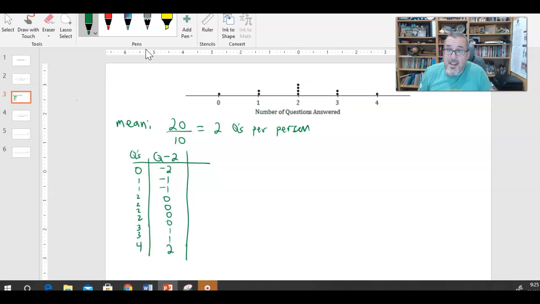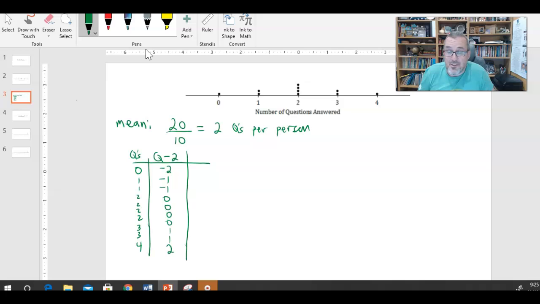Notice, when we get a negative, what we're saying is it's, in this case, 2 questions below the mean. So the mean is 2, so 0 is 2 below the mean. 1 is 1 below the mean. And then right at the mean, so no difference. 1 above, and then 2 above. Now watch what happens if you add all this up to get an average distance from the mean. If you add negative 2 plus negative 1 plus negative 1, plus a positive 1 plus a positive 1 plus a positive 2, notice that all that data adds up to 0.